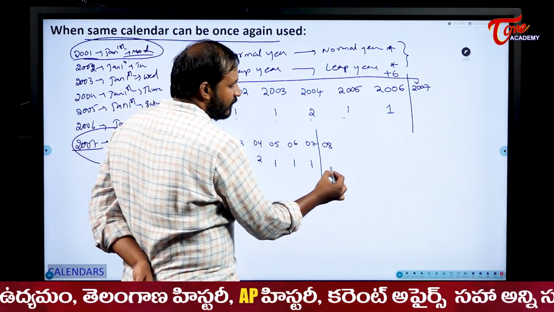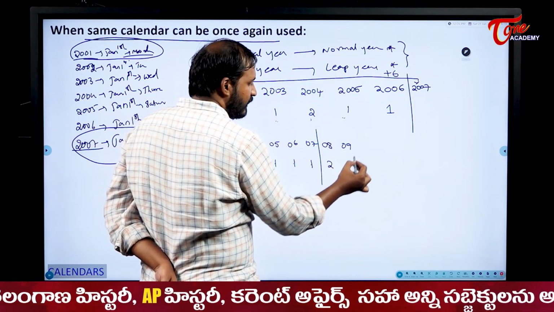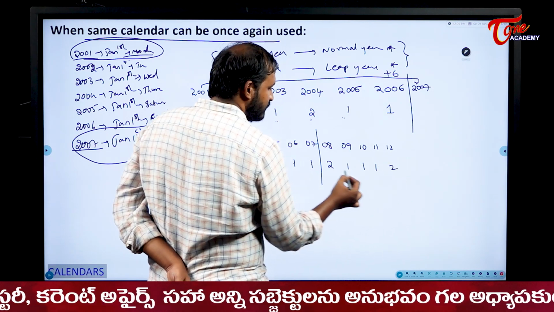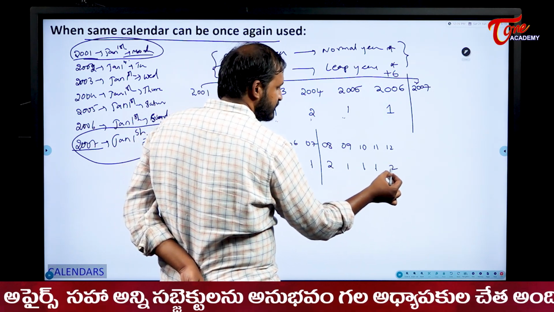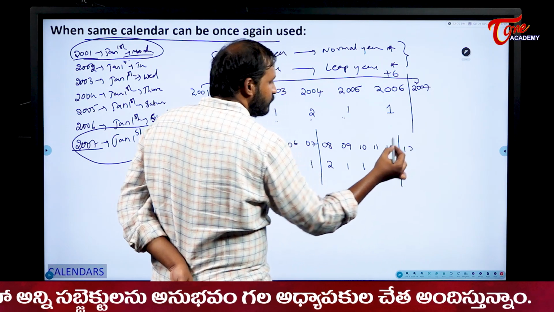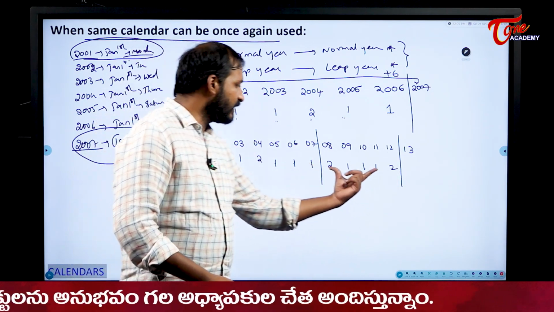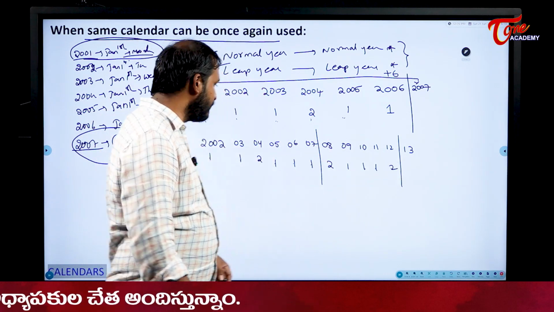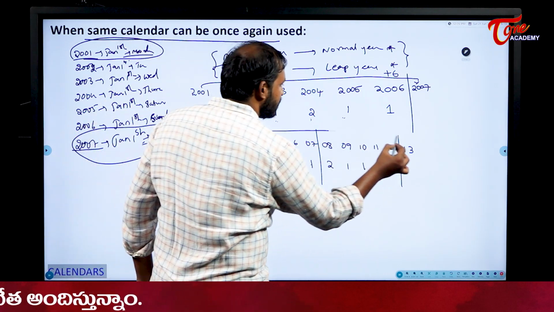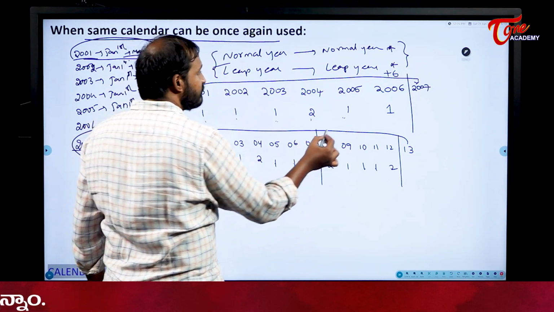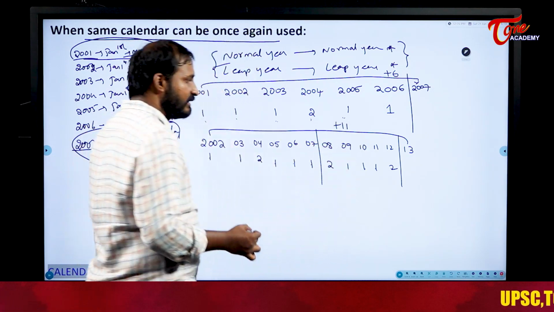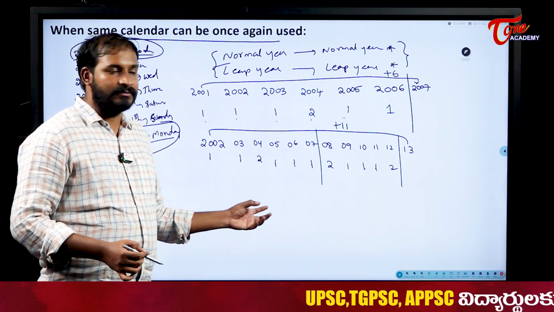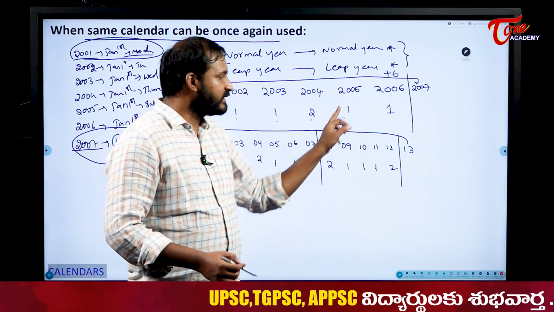So 2008, how many odd days? 2. 2009, 1. 2010, 1. 2011, 1. 2012, 2. Now I will check: 2, 3, 4, 5, 6, 7. So I can use it in 2013, right? Why? Because once again I got the sum 7. 2002 is a normal year, and 2013 is also a normal year. That means I can use the calendar of 2002 once again in 2013. That means what is happening here? Plus 11. See here, students, we are trying to make a formula from this. So please observe: here plus 6, here plus 11.